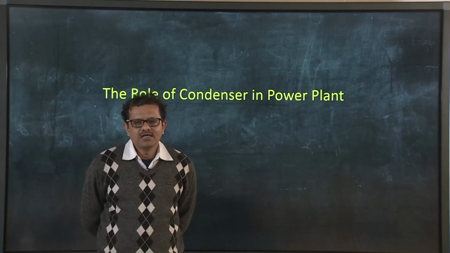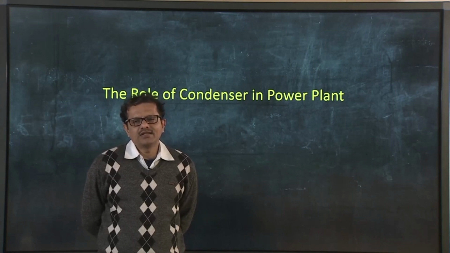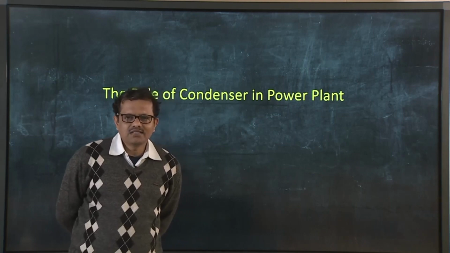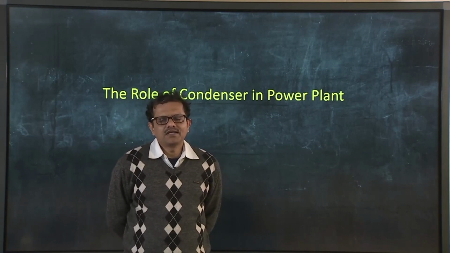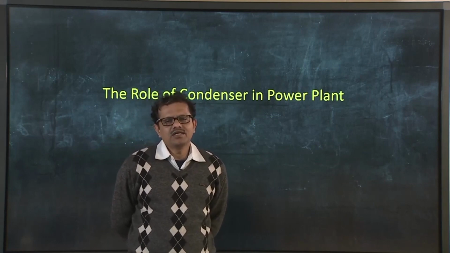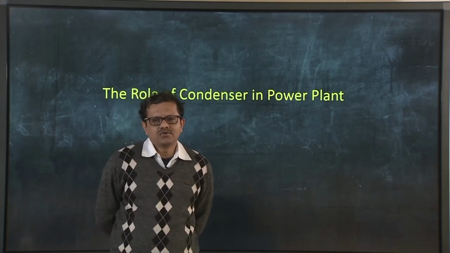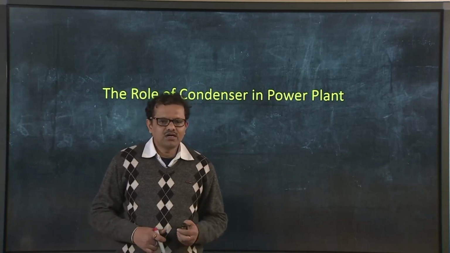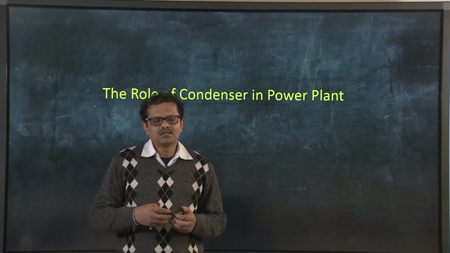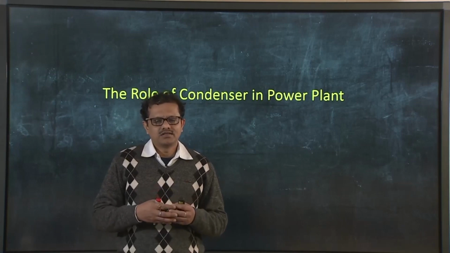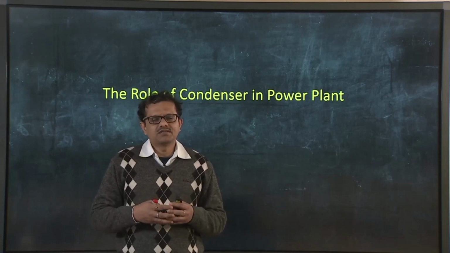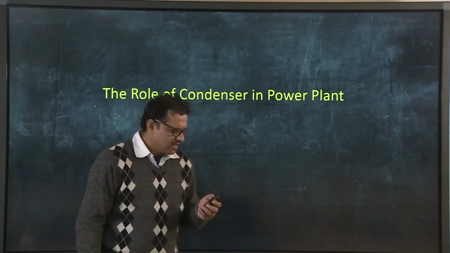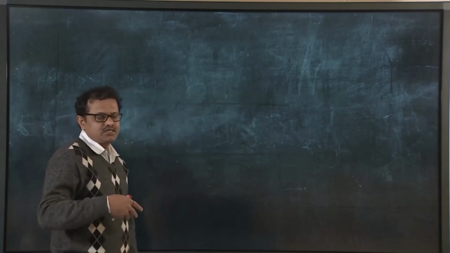After doing some work, that steam is again taken to another device, that is the condenser, where steam releases heat, and after releasing heat, steam is condensed into water, and that water is recycled back to the boiler. So, today we shall discuss about the two important objectives or roles of the condenser in a steam power plant.